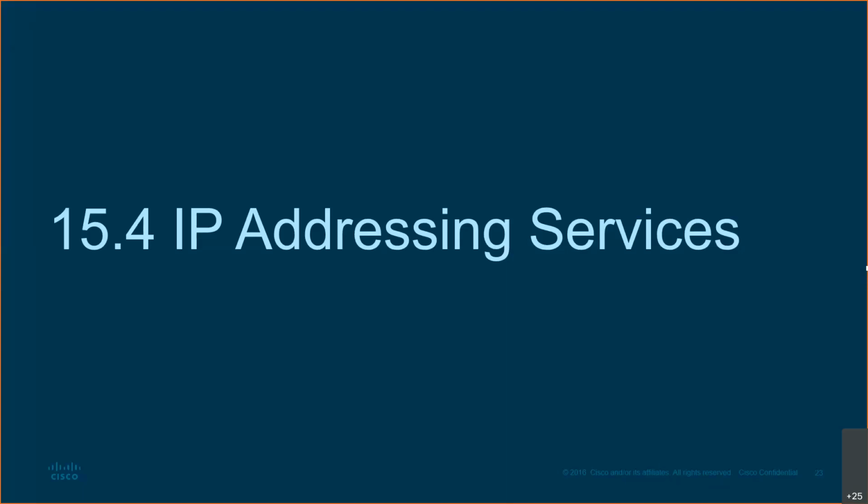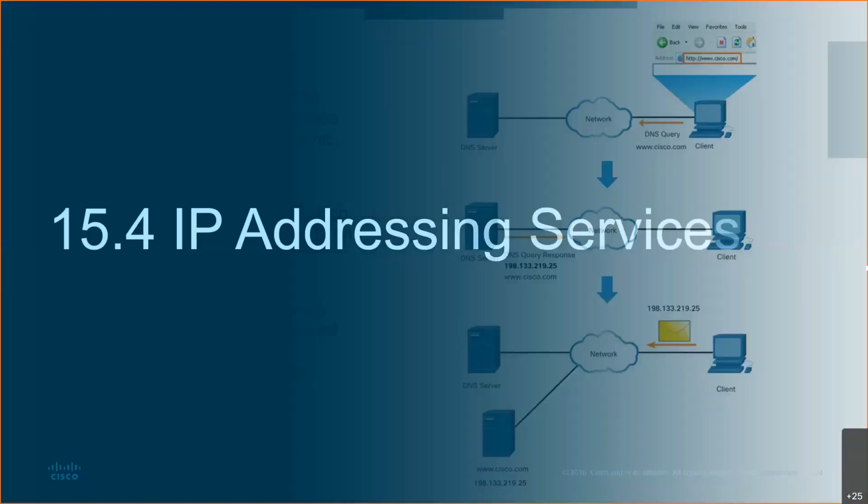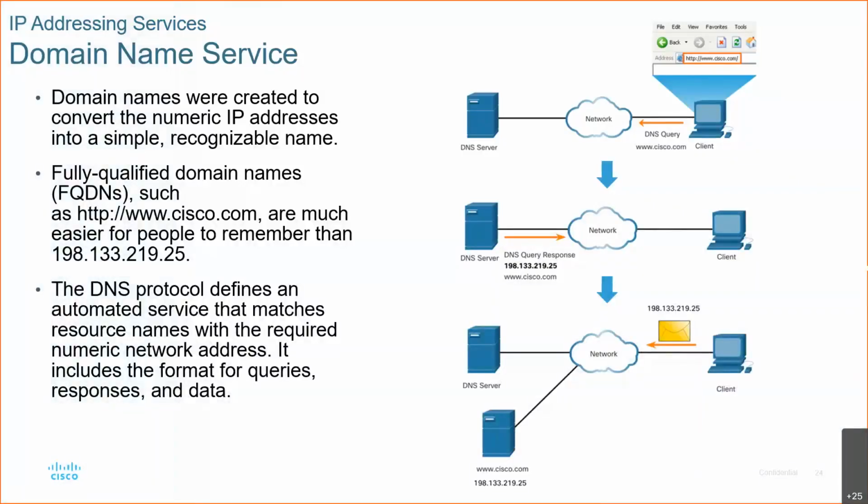Now let's talk about IP addressing services. Instead of typing IP addresses, what we do is we type a fully qualified domain name, FQDNs, like www.cisco.com or curtin.edu.my and so on. Now the issue is there should be a server that translates these FQDNs into a proper IP address. And that is your DNS server.